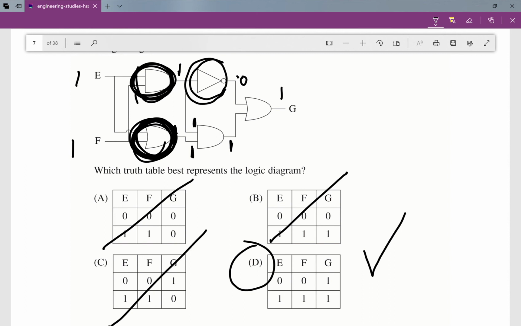and we know that this inverter changes a 1 to a 0. Okay, have fun with that, and hopefully that's going to help you if you do get any logic gate questions in your examination. Good luck in the HSC.